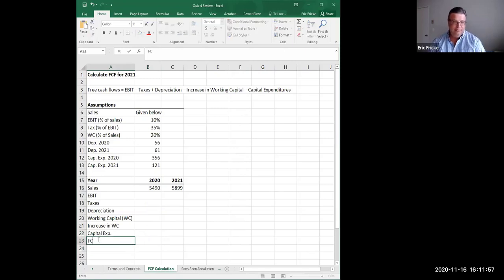So then I'm going to put free cash flows down here. Okay, so, all right, let's calculate EBIT. So EBIT equals 10%, that number right there, multiplied by sales for that year, right?